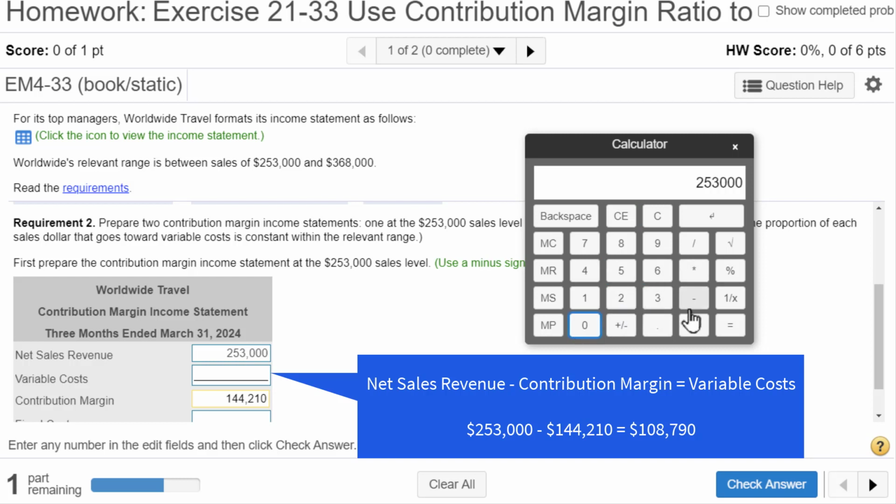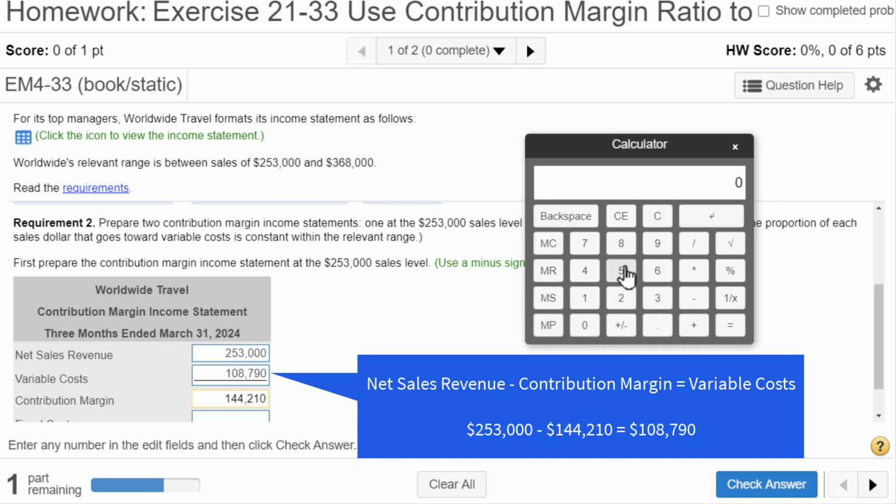253,000 minus 144,210 gives us 108,790. Put the comma in there so it's easier to remember. Now there is an alternative way. Well, what we should do is double check our math. Take 253, subtract this, and we should get that.